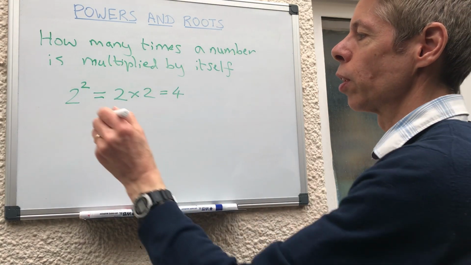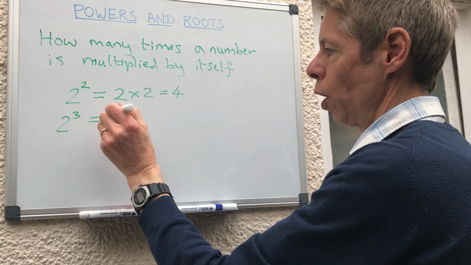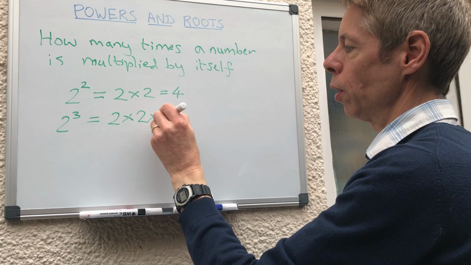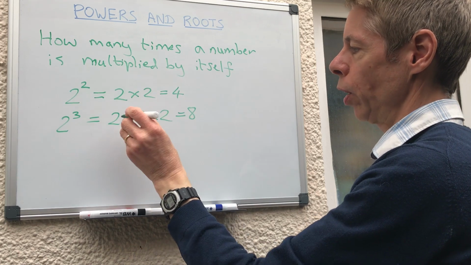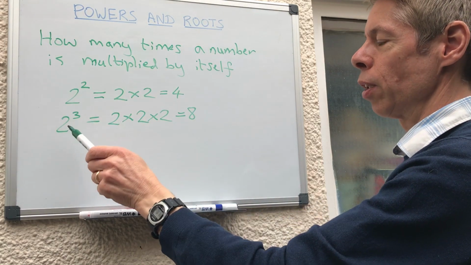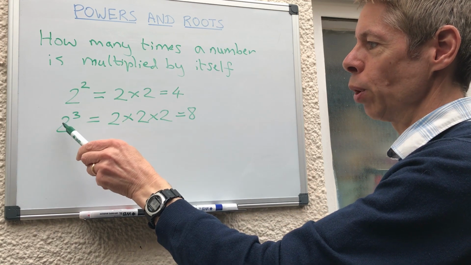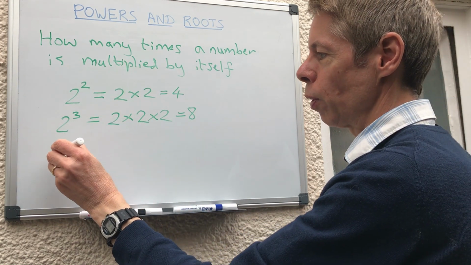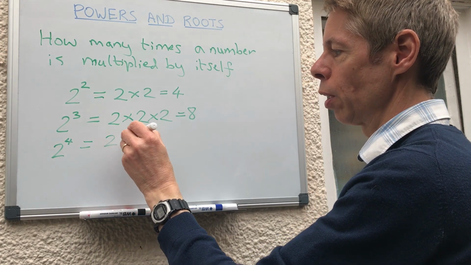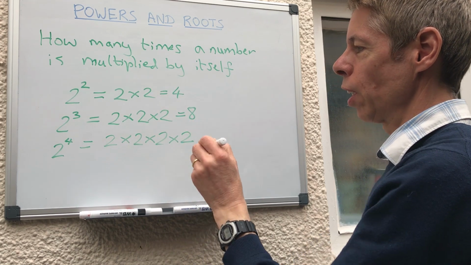Right, what about if we wrote 2 cubed? So that would be 2 times 2 times 2, which would be 8, because 2 times 2 is 4, times 2 is 8. Now, that is 2 squared, 2 cubed. We could also call that 2 to the power 2, 2 to the power 3. So 2 to the power 4 would be 2 times 2 times 2 times 2.